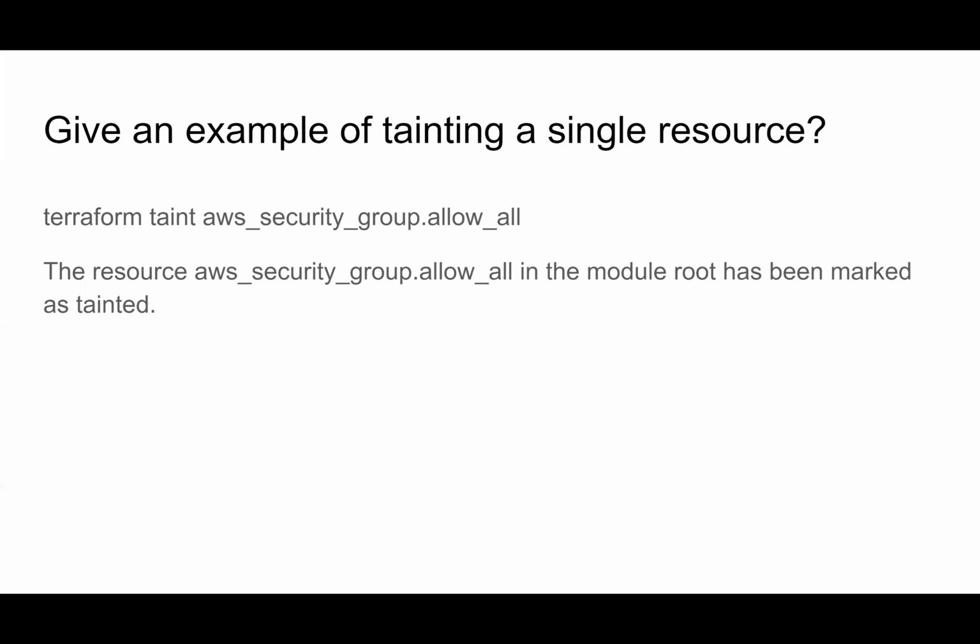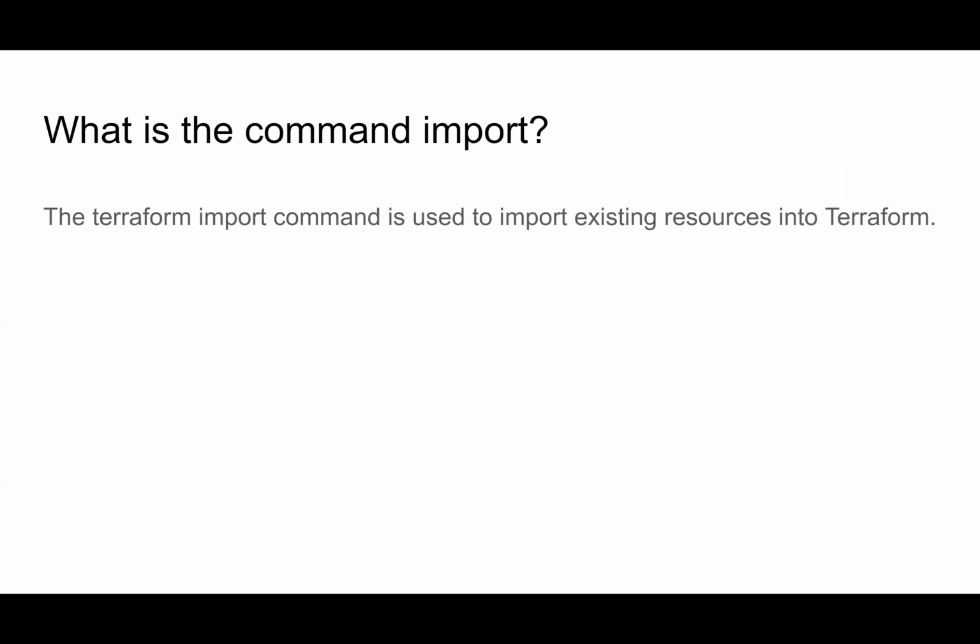Give an example of tainting a single resource. So all we have to do is specify the resource and the address. So in this case, we have an AWS security group resource, and its name is allow all. What is the command import? So we use the import command to bring in existing resources into Terraform.